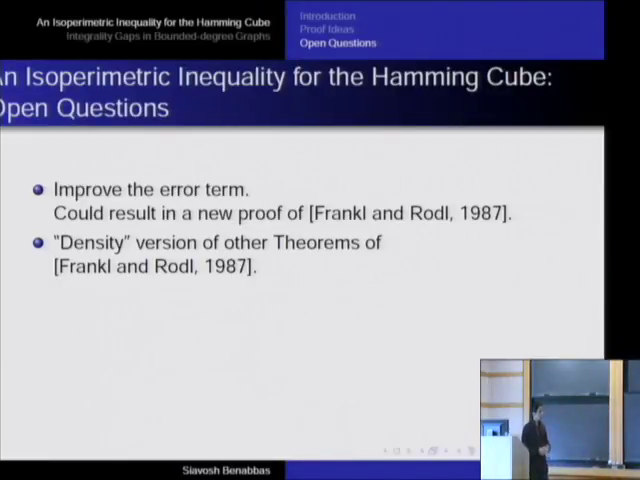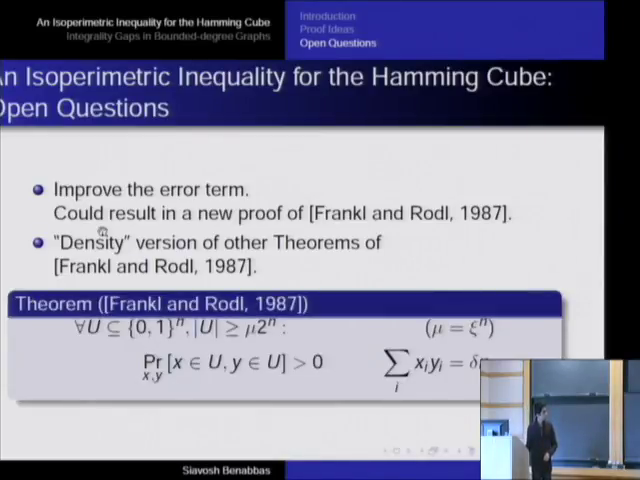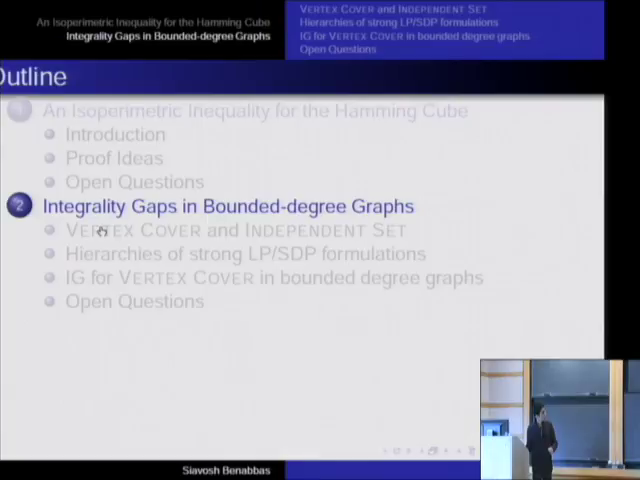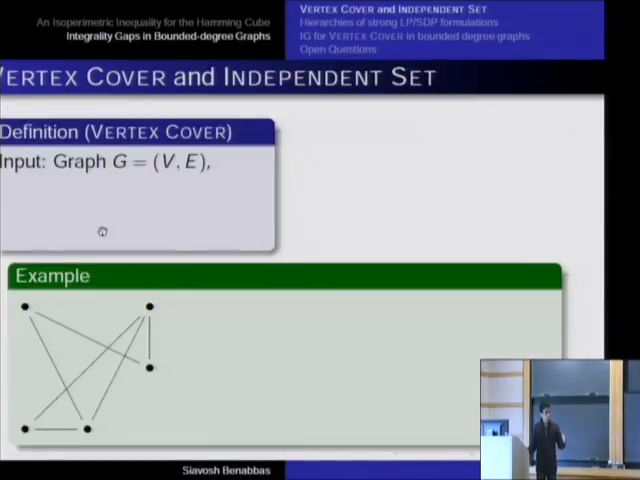Okay. So if there are no questions, I will move to the second part. This is about applications of this theorem to integrality gaps in bounded degree graphs, and I will say what integrality gaps mean and what problems we are interested in. This is going to be somewhat independent from the first half of the talk.